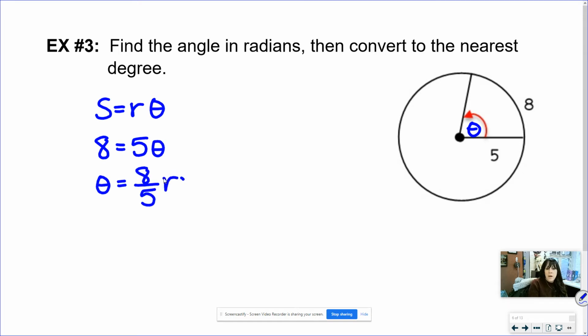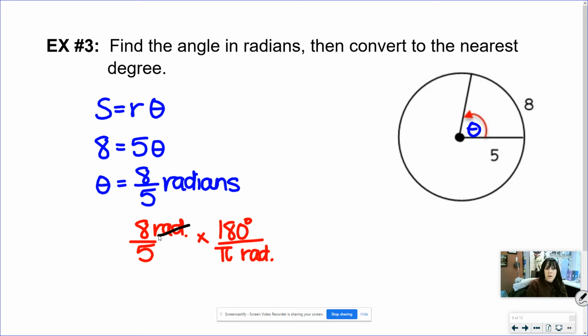Now, remember that theta is always in radians. So it'd be 8 over 5 radians. However, it says in the directions to convert to the nearest degree. So we would need to take 8 over 5 and convert to degrees by multiplying by 180 over pi.